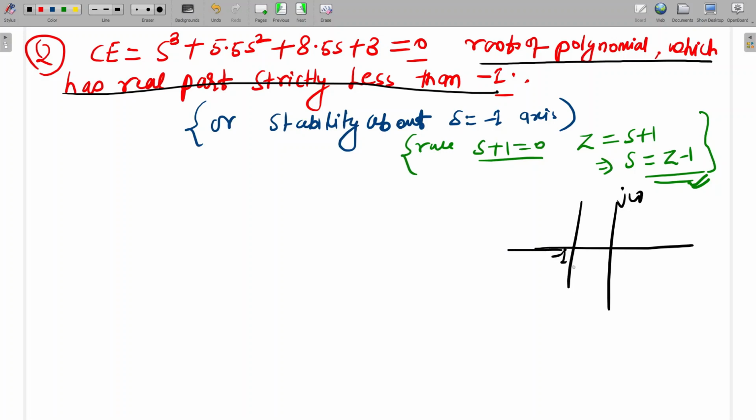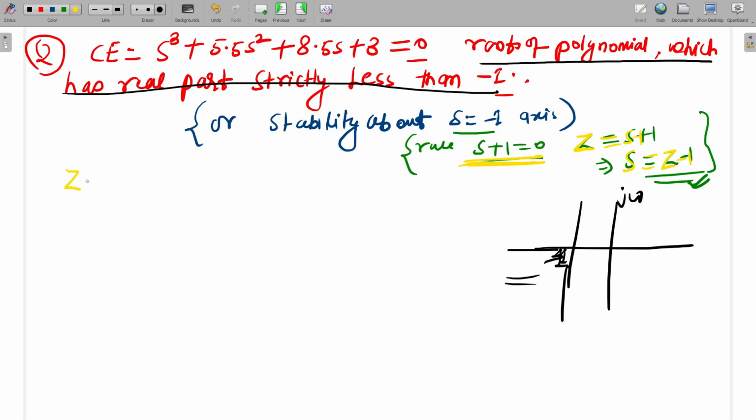Okay, and then we have to apply the RH criteria. Whatever poles are in the left hand side will be the poles strictly less than minus 1. So the shift here is s equal to minus 1. S plus 1 is equal to 0, and we assume one variable z, where z is equal to s plus 1. So s is equal to z minus 1, and we put this z minus 1 in this equation and apply the RH criteria.